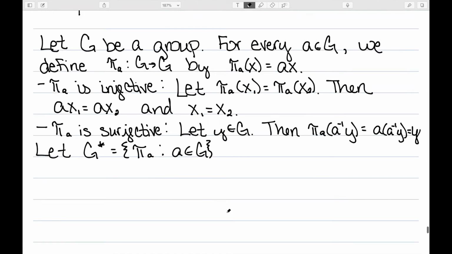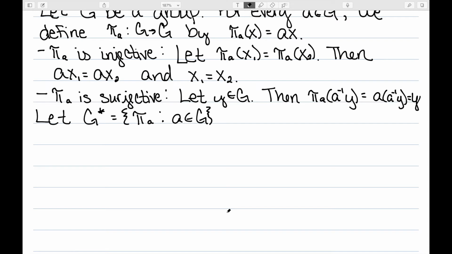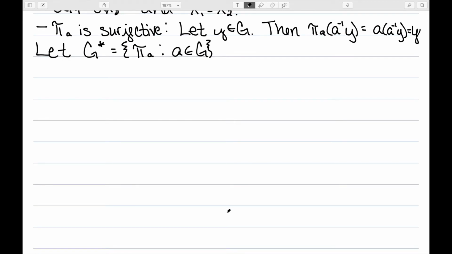It's important to remember this is not a single permutation. I have a lot of permutations. I have one for every element in G. So I'm going to let G star be the set of all of these permutations. This is not all of the permutations on G, but it is a set containing some of the permutations on G.